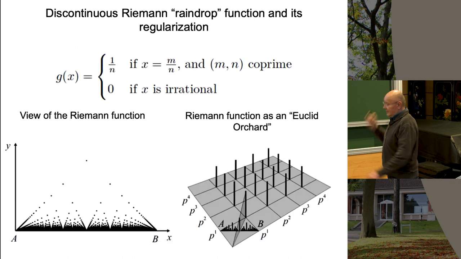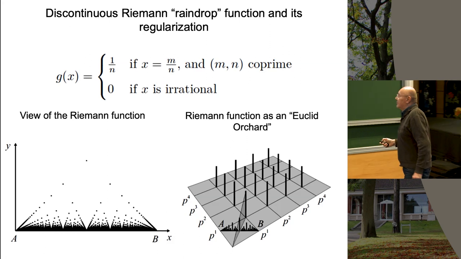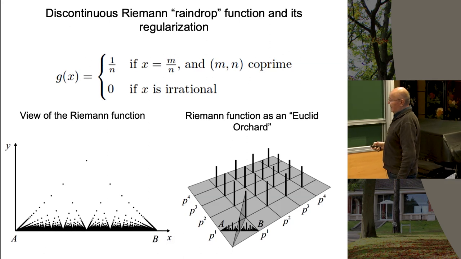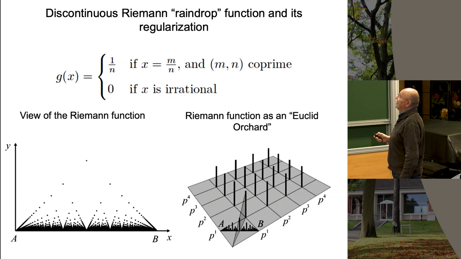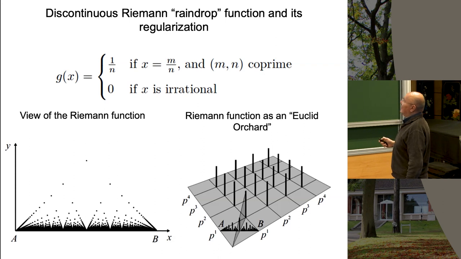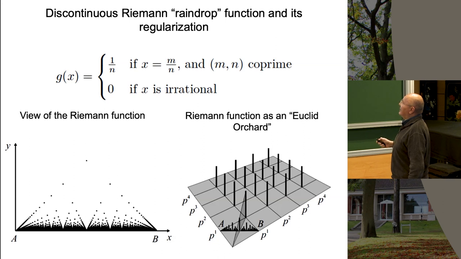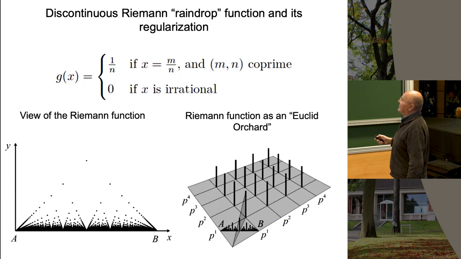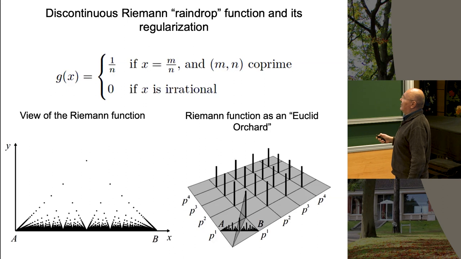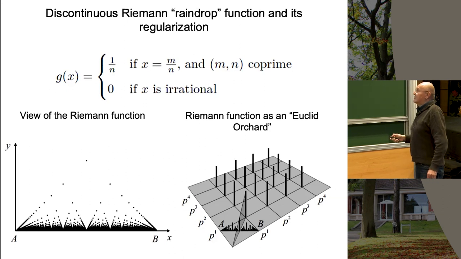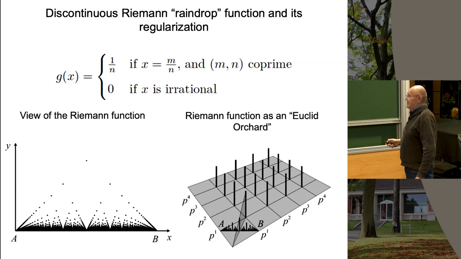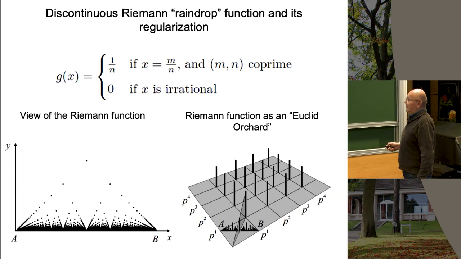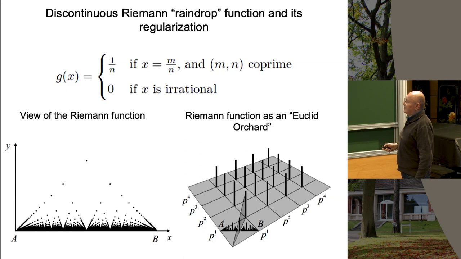And maybe the final thing which I would like to mention, since I have even a bit more time, is the following: there is a discontinuous Riemann function, which is defined in the following way. We have two coprimes, m and n, and x is a fraction m over n, and then this function is defined as 1 over the denominator of this fraction, and zero otherwise, if x is irrational. It is also sometimes called the popcorn function. It has many names, the Thomae function, and so on.